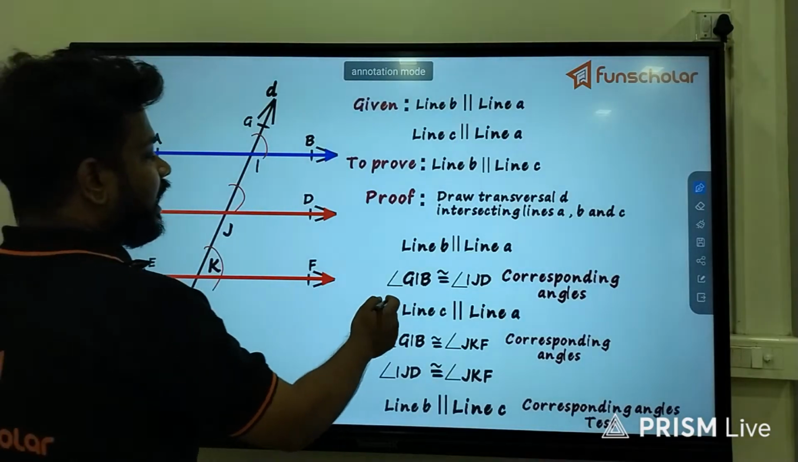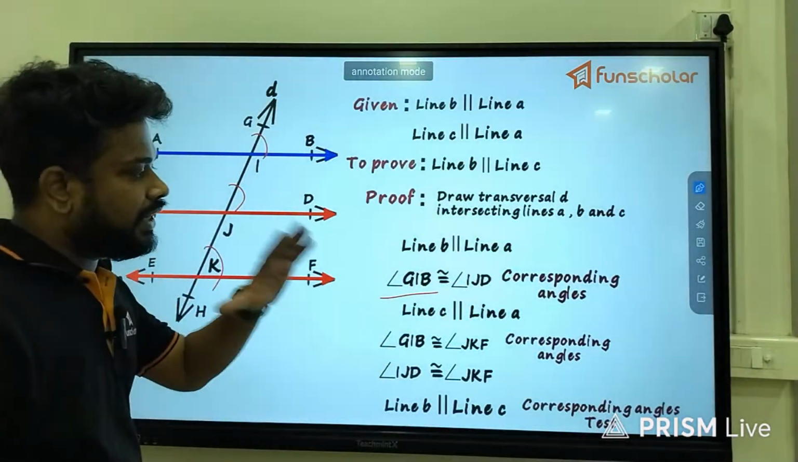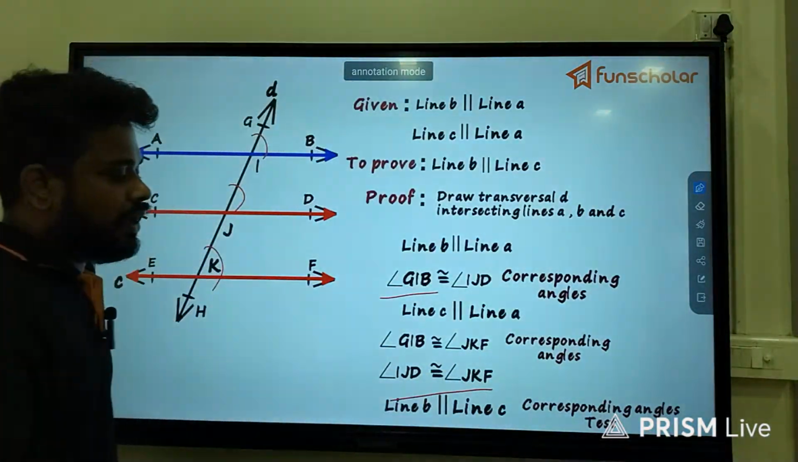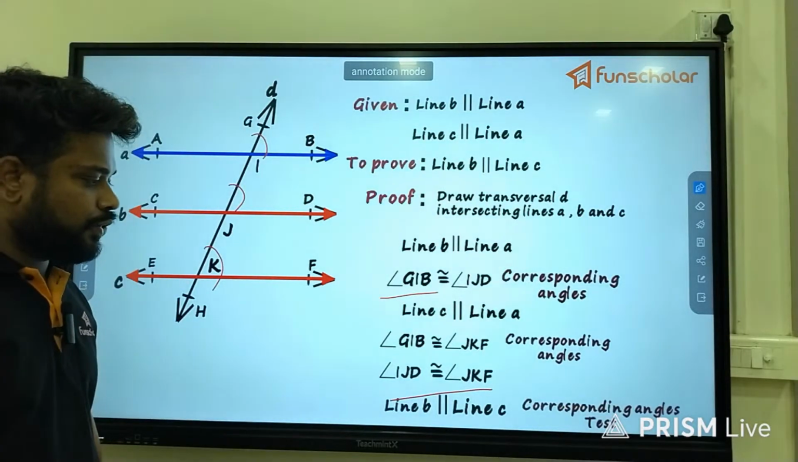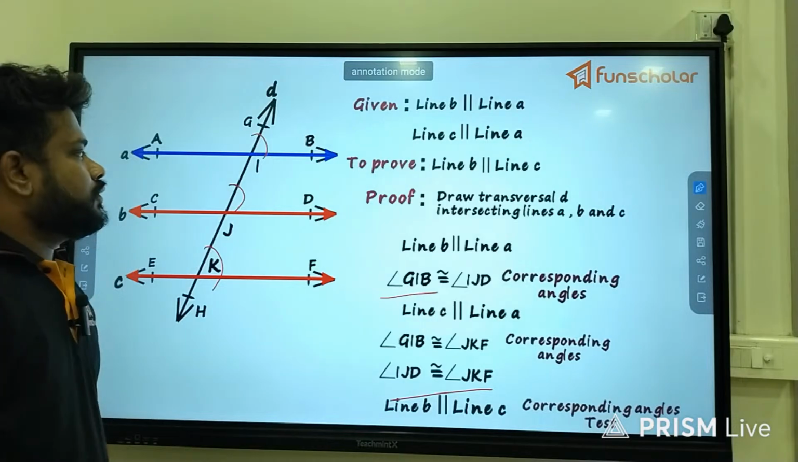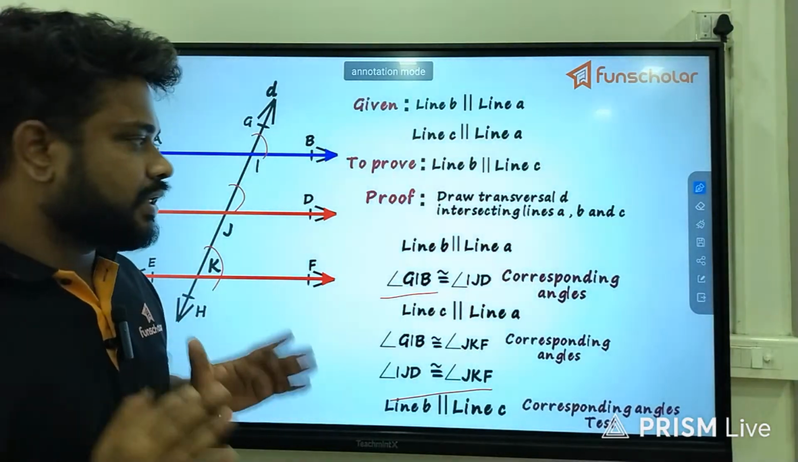We already had GIB, so GIB will be equal to JKF. So line B and line C will be parallel. So this was just the discussion of this video.